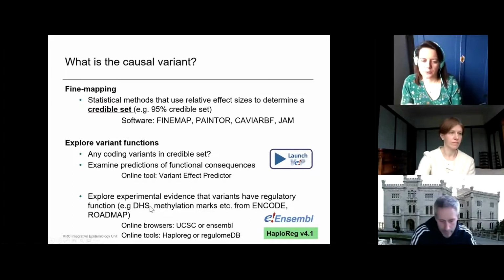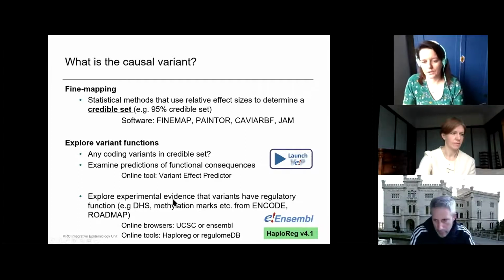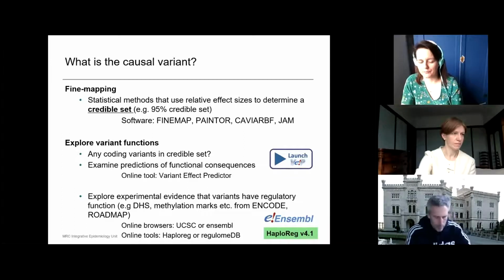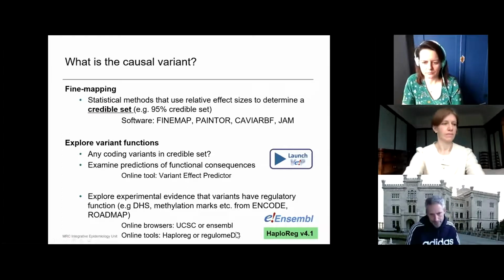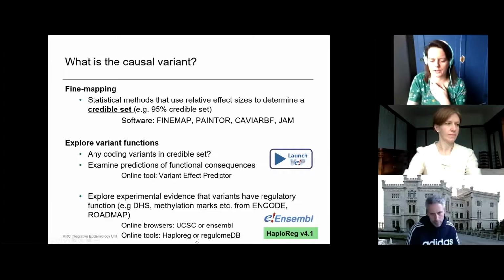As well as looking at predictions, you can explore real experimental evidence that looks at whether variants might have a regulatory function. We've already talked about DNA hypersensitivity, but you can also look at other methylation marks from things like ENCODE and Roadmap to say, is there any evidence that these variants are really likely to have an important regulatory function? You can explore this kind of data through browsers such as UCSC or Ensembl, and there are a couple of tools for specifically pulling out regulation functions such as HaploReg or RegulomeDB.